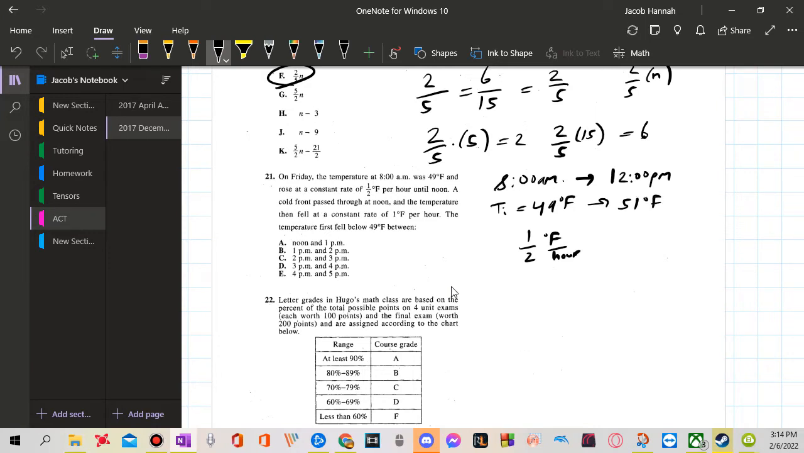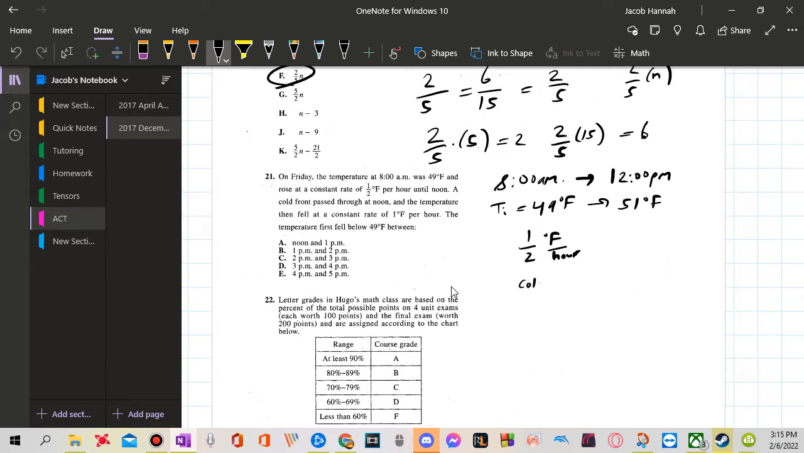It went from 8 a.m. to 12, and 12 minus 8 is 4, so 4 hours between these two. And if it went up at a rate of 1/2 Fahrenheit per hour until noon, you multiply that by the difference. So 1/2 Fahrenheit per hour times 4 hours gives you an increase of 2 Fahrenheit. You add that to 49 and you get 51 Fahrenheit. Then a cold front passed through at noon, and the temperature fell at a constant rate of 1 Fahrenheit per hour.